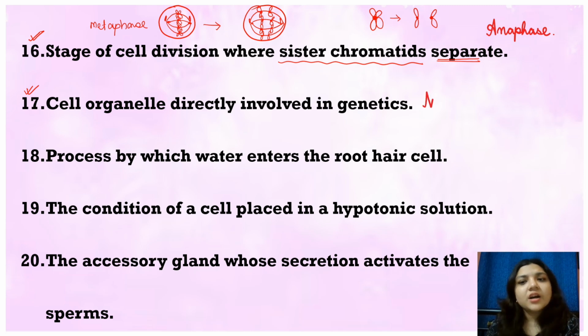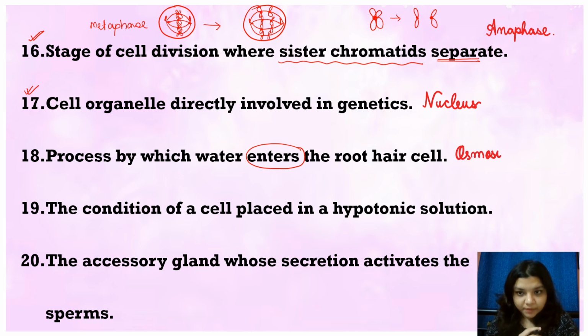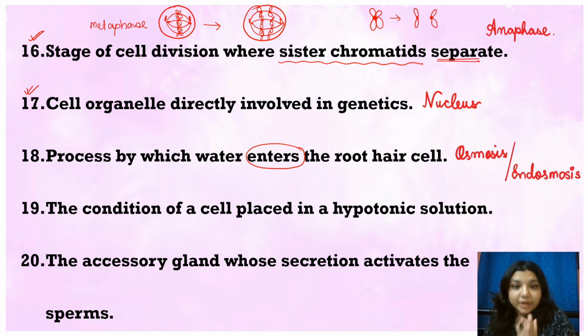Then cell organelle directly involved in genetics. So this is the nucleus. Because we know, right, that the chromatin fibers, DNA, all of it is stuffed inside the nucleus. Then process by which water enters the root hair cells. So the answer here is osmosis. A lot of you might also write endosmosis because the water enters, since it's specifically mentioned. So both osmosis and endosmosis are correct.